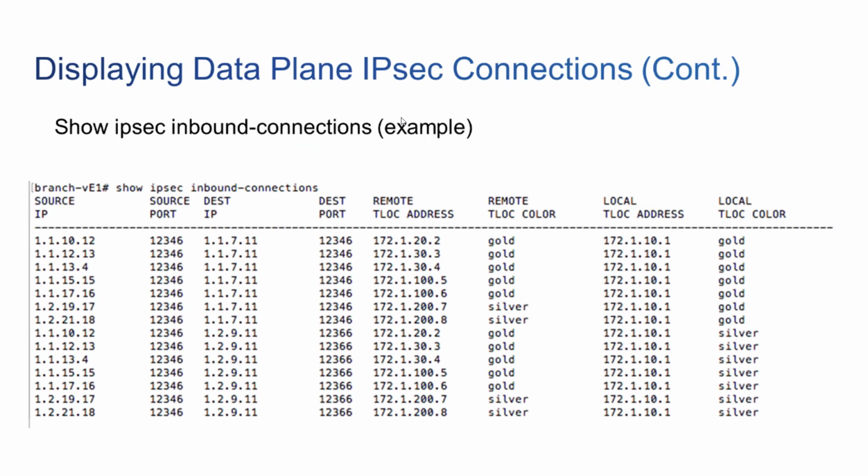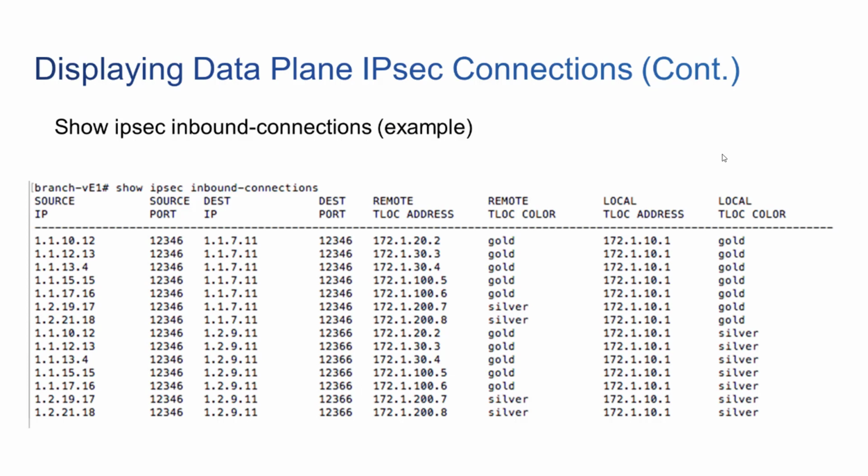We can do a show, here's an example of a show IPSec inbound-connections, and we can see the source IP and the source port and destination IP and destination port. We can see the transport location addresses. What is the color? In other words, the VPN that we're passing over. What is the local TLOC address and what is the local TLOC color? Basically just saying, hey, these are the tunnels, the data plane tunnels that we've established to our remote locations.